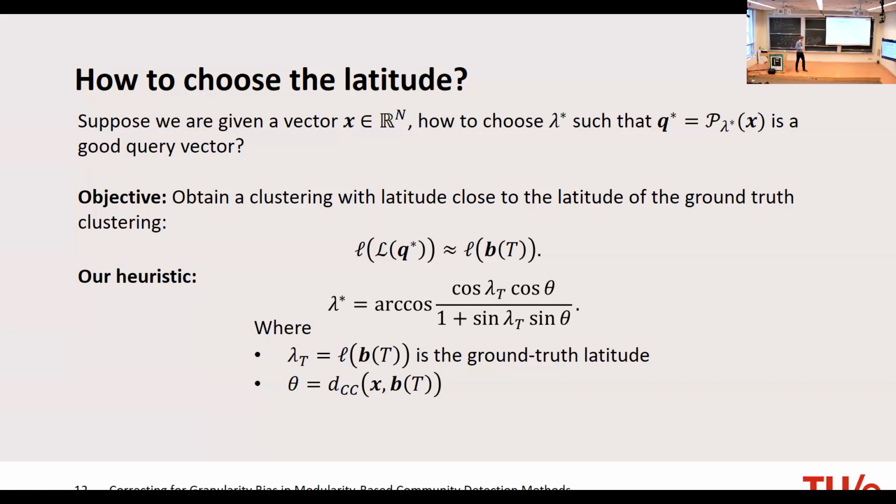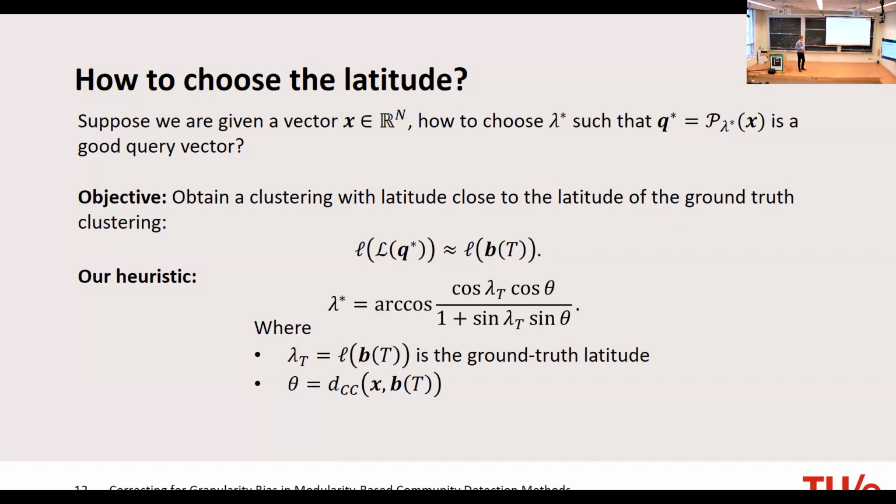If you see this formula, you can also try out different values of theta. For example, if theta is 0, which means it's perfectly correlated, then this one is 0 on the top, and this one is 1, this one is 0. So you just get the arccosine of the cosine of lambda t, which is simply lambda t as the latitude of our query vector. This is also desirable because then the vector that you put in is already the partition vector that you want to find, the clustering vector.